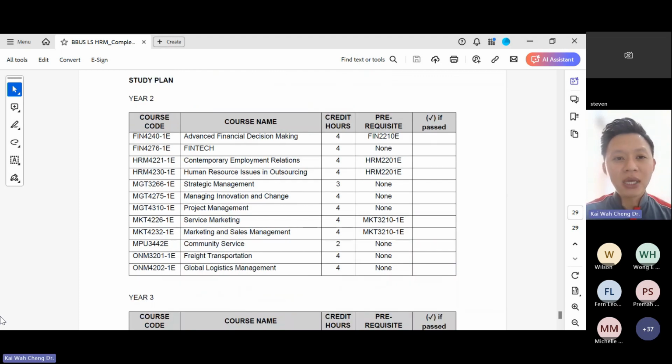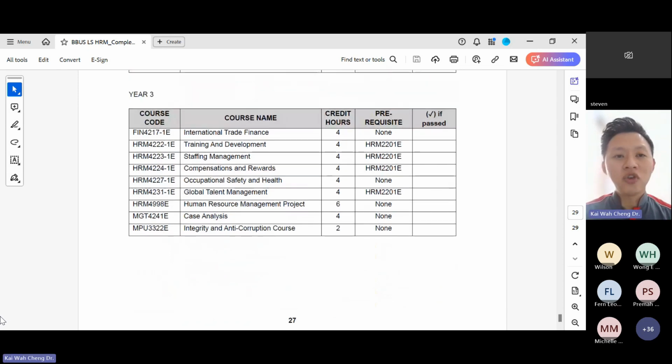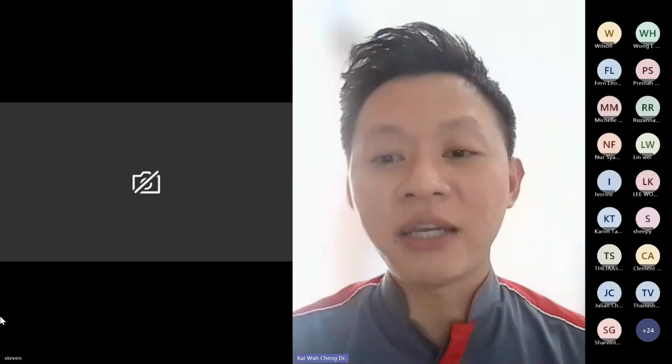Okay, and another example is FIN 4240-1E, Advanced Financial Decision Making, with prerequisite FIN 2210E. So this course has a prerequisite. That means before you register for FIN 4240-1E, you need to double check your previous result slip whether you have already completed FIN 2210E in the first place. Otherwise you cannot register for this course. So this is the way we read this table. There are 3 years in these programs. So this is the way we read the program structure or study plan.